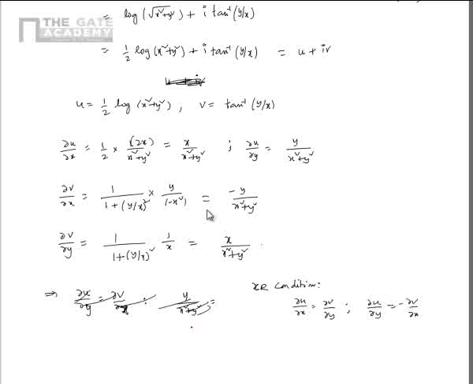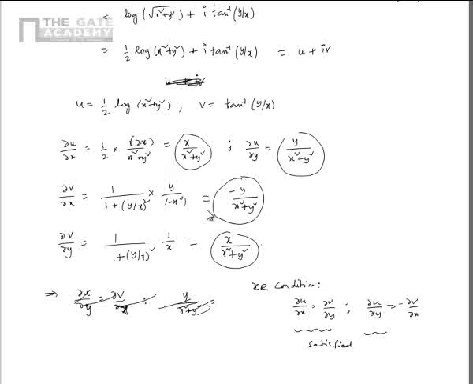Okay, so just check. Now ∂u/∂x is basically equal to ∂v/∂y, so condition 1 is satisfied, and ∂u/∂y is equal to minus ∂v/∂x, because if you multiply with minus, these two will become equal. So both the conditions are satisfied. So you can say that the CR condition is satisfied and the function is analytic.